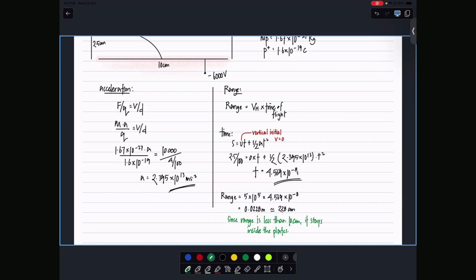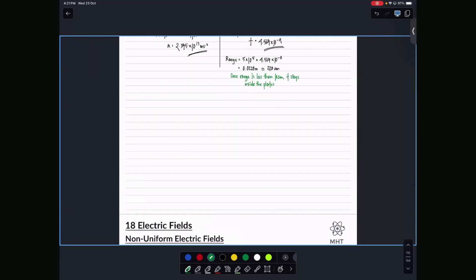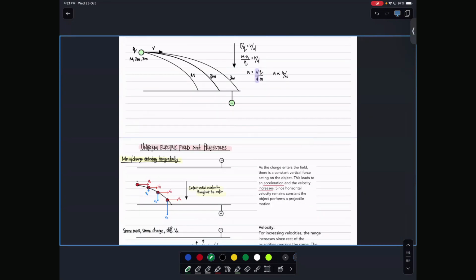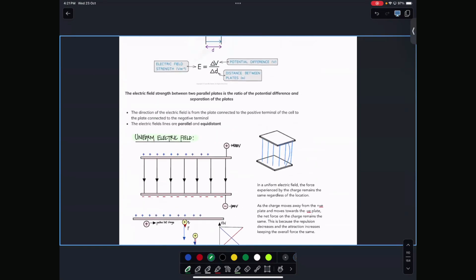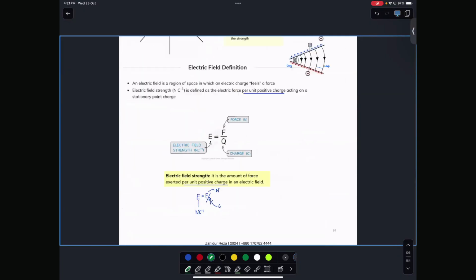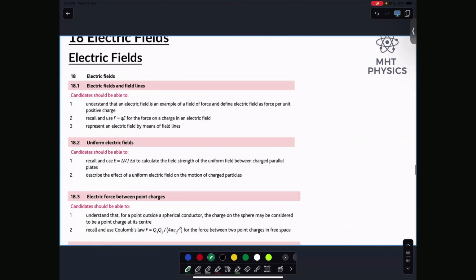Clear? Okay, so we are done with uniform electric field. It's a small topic, but it's standalone and different from what we can do right now. So just go back to the syllabus and check if we have covered everything. It was added in 2022. Understand electric field as an example of a force and define electric field as force per unit positive charge. We have done that.